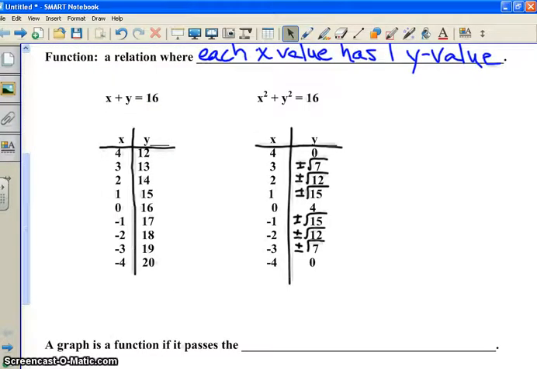I've generated a couple of relationships here, and we're going to investigate whether they are functions or not. So the first equation that I have, x plus y equals 16, I've made a t-chart from -4 to +4. You should recognize either from the equation or from the t-chart that that is making a line. And notice when I plug in a number for x, like if I plug in 5, and solve for y, I'm only going to get one answer for y. So when x is 5, y is 11. 1 x gives me 1 y. So this is a function.